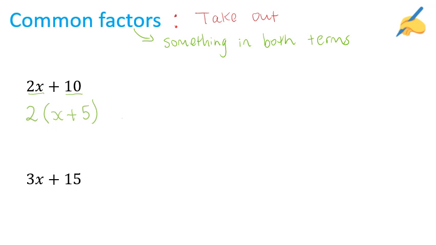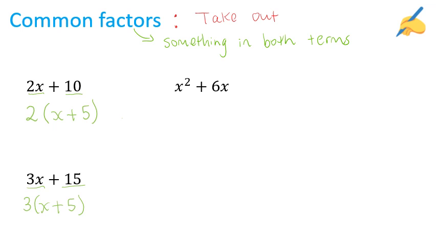So we have 3x plus 15. So I'm looking for something common in both of these terms. Well, the number 3 goes into both. So I take this out. Then 3 needs to be multiplied by what to give 3x? 3x. Then 3 needs to be multiplied by what to give 15? 3 times 5.